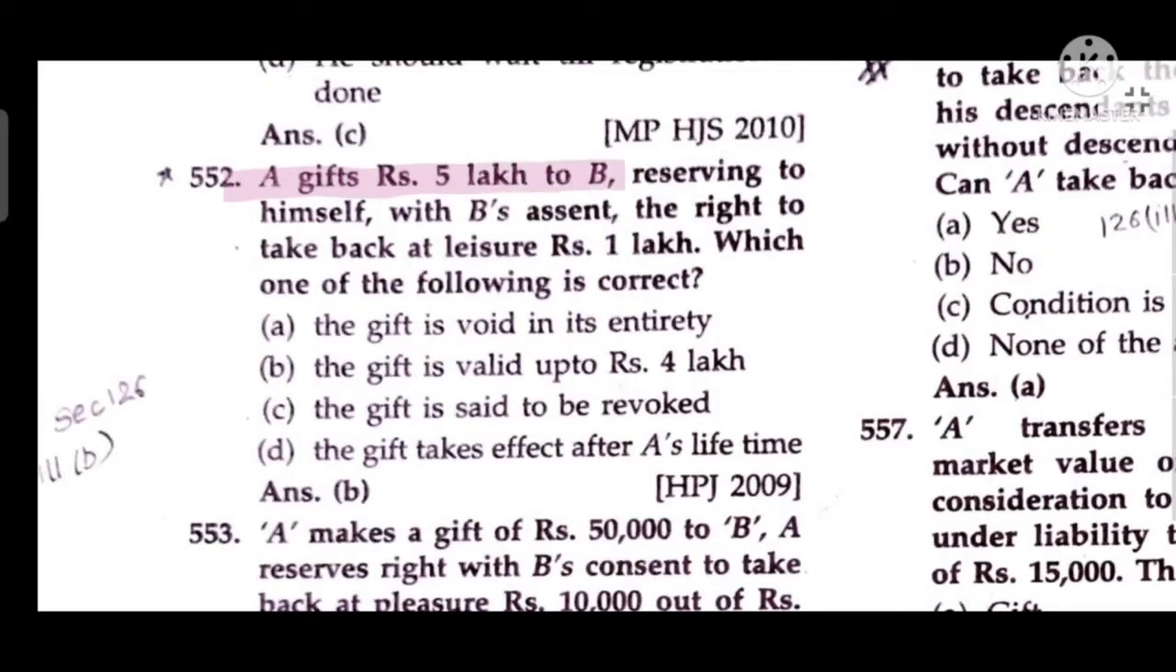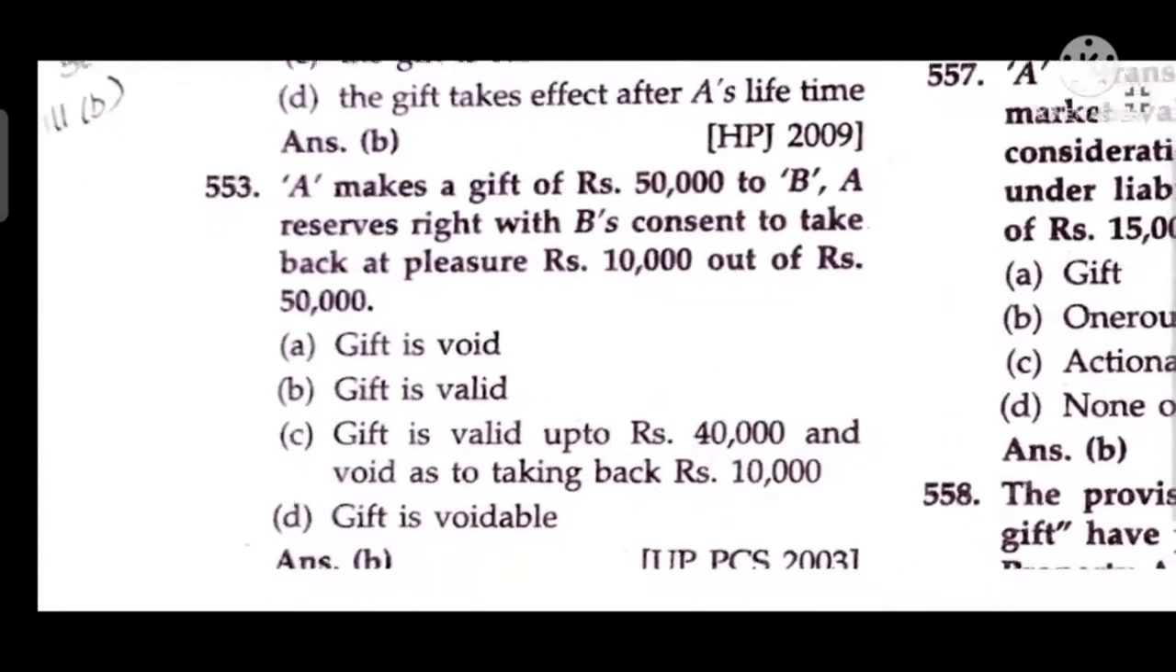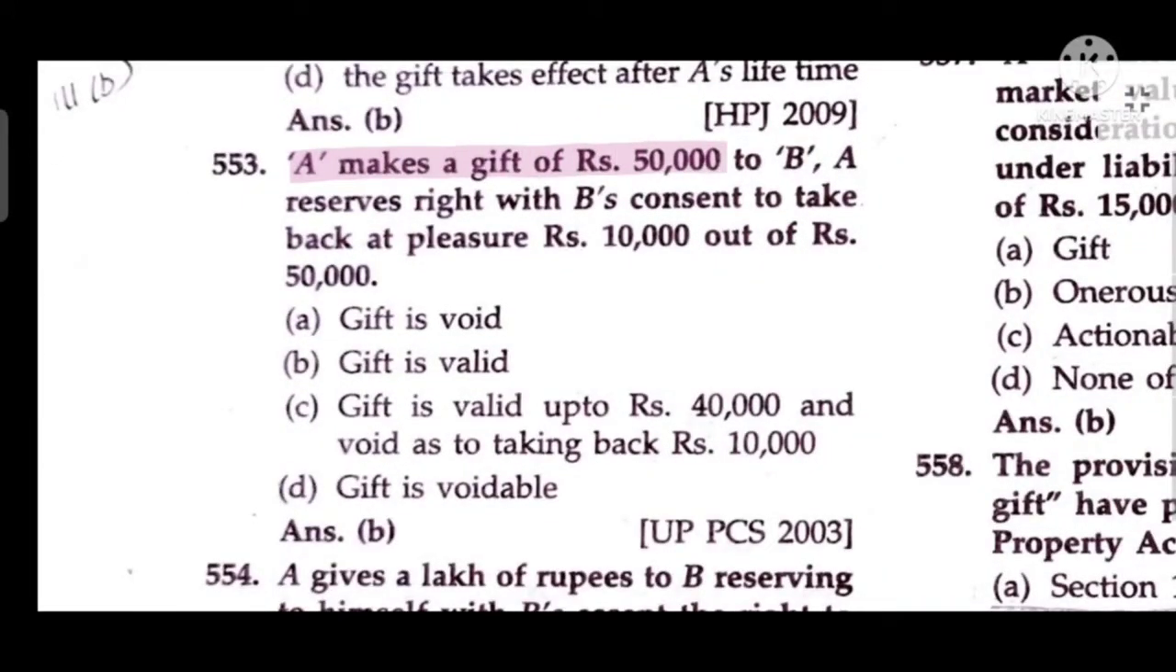A makes a gift of rupees 5 lakh to B, reserving to himself, with B's assent, the right to take back 1 lakh. Which one of the following is correct? The gift is valid up to 4 lakh. A makes a gift of 50,000 to B, reserving the right, with B's consent, to take back 10,000 out of 50,000. Gift is valid.